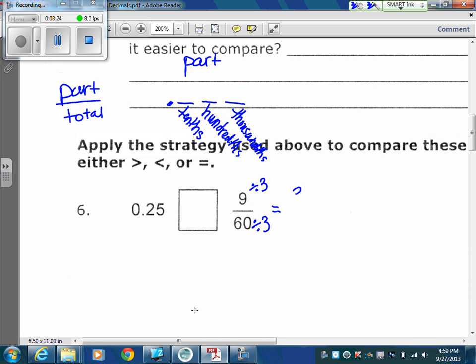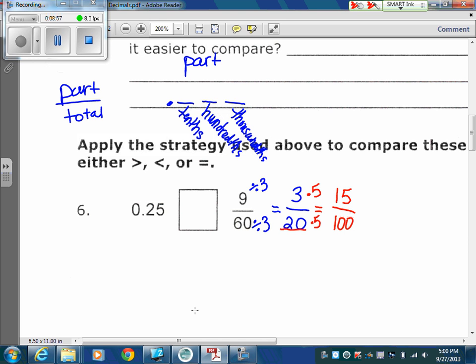9 divided by 3 is 3. 60 divided by 3 is 20. Now, am I at a 10, 100, or 1,000? No, but my number is smaller and more manageable, because now I can see that this 20, even though it's not one of my decimal places, I know that 20 can get very easily to 100 just by multiplying by 5, and whatever I do to the bottom, I do to the top. So then I can get to 15/100ths.